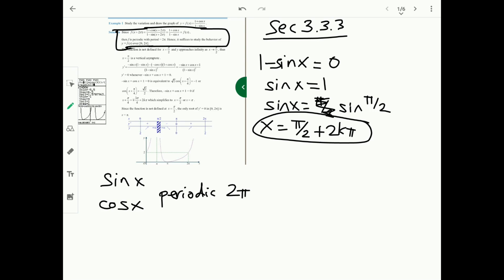So now we can immediately see that pi over 2 does not work. It is a vertical asymptote. So if you can see on the graph, at pi over 2, we have a line drawn here. It's not defined. Now, many of you will probably have questions when it comes to this part. So why are we taking the derivative?